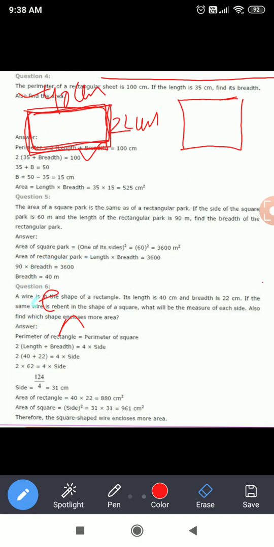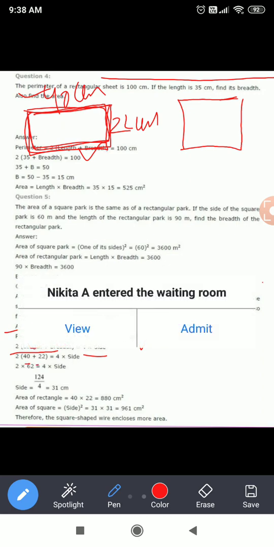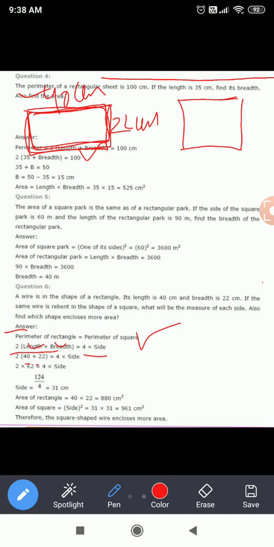So after keeping it same, what will be there? See, perimeter of the rectangle is equal to perimeter of the square. What is the formula for perimeter of the rectangle? 2 into length plus breadth. That is equal to 4 into side, that is perimeter of square. Now, length and breadth of the rectangle are given to us, that is 40 and 22. We'll keep it. And after solving it, we have got 124 and 4 into side will be here only because it was here. Now 124 is equal to 4 into side we have got.